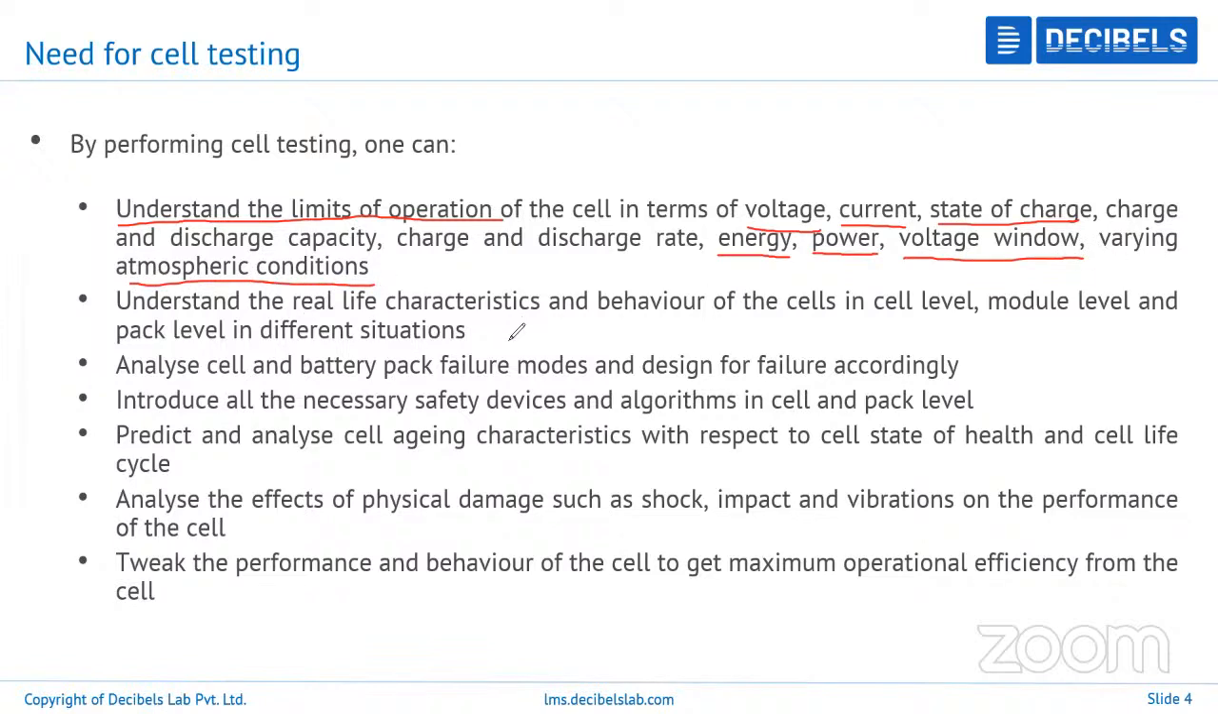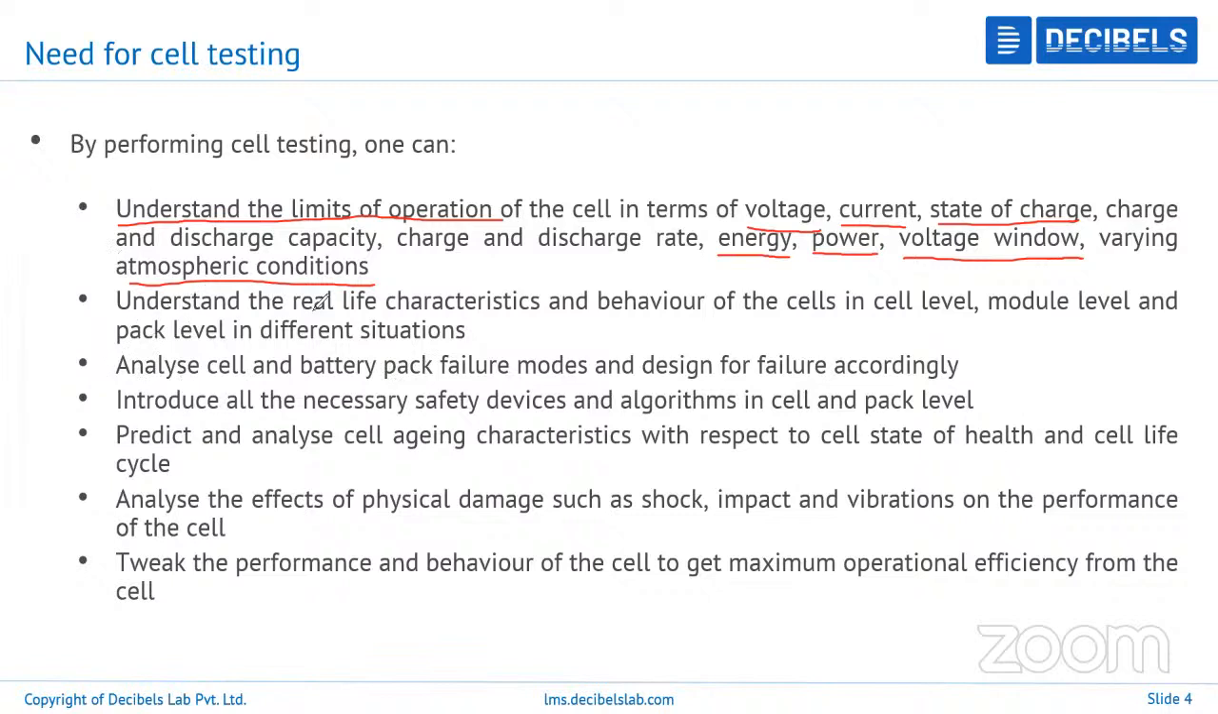So all of these can pose as potential limits to the operation of the cells and the battery packs, and this is the limits that we can obtain by performing cell testing. So this is one of the most important points, right?